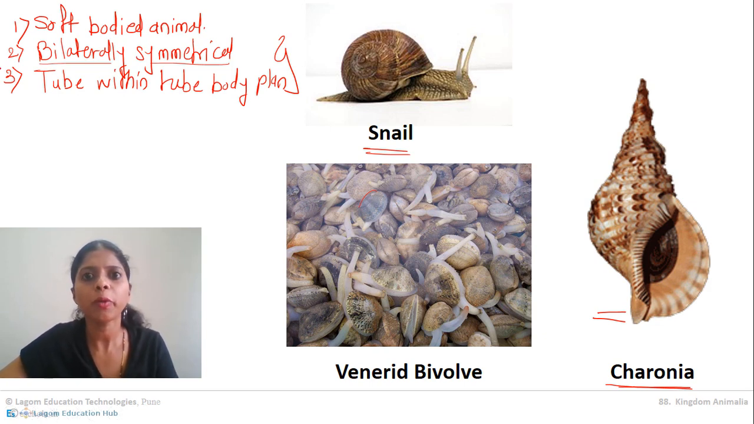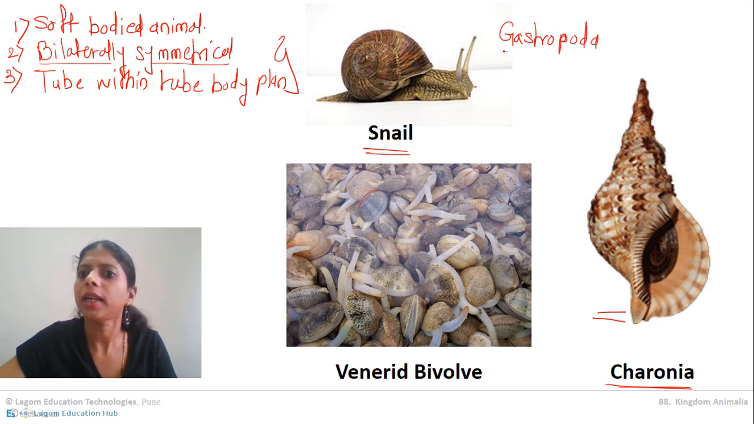Now what is tube within tube body plan? One end mouth and another end anus. So these animals have such a different shape that it is difficult to imagine that at one end of their body they have a mouth and at the other end they have an anus. So let us try to understand the exceptions. Now snail and these different shells come under a special class in Phylum Mollusca called gastropoda. These are special animals that come under gastropoda.